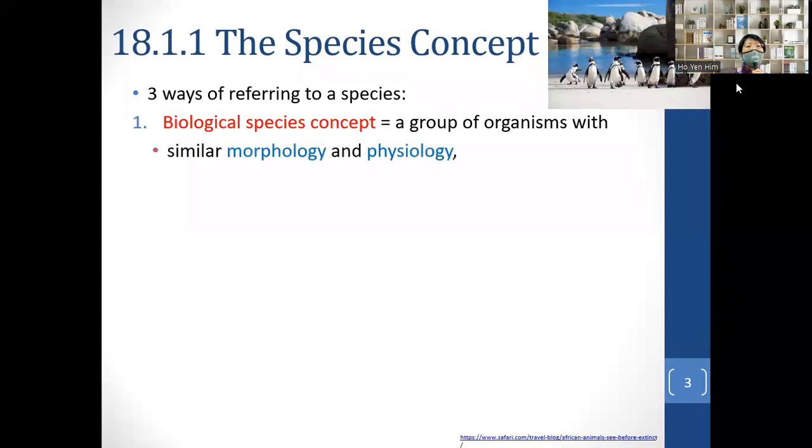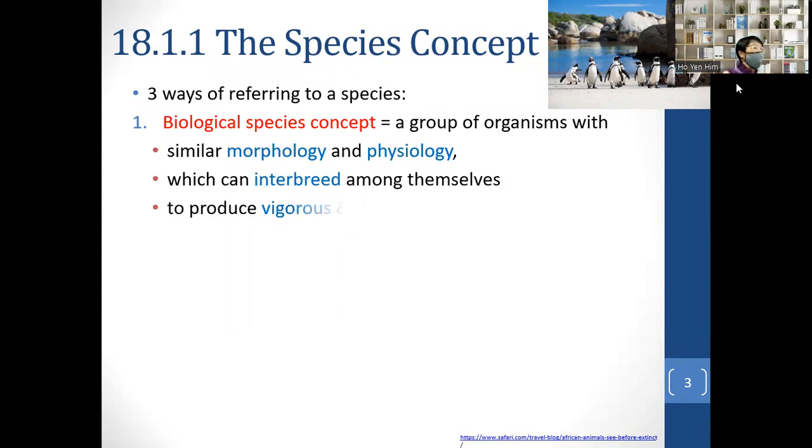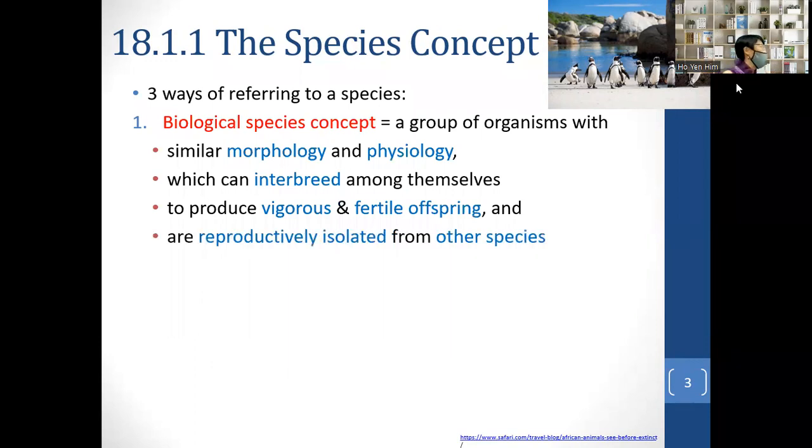Species is a group of organisms with similar morphological and physiological, I also taught you behavioral, characteristics, which can interbreed among themselves to produce vigorous and fertile offspring. So this is the biological definition. And also they are reproductively isolated from other species on Earth naturally. So this is the full definition of species in terms of the biological concept.